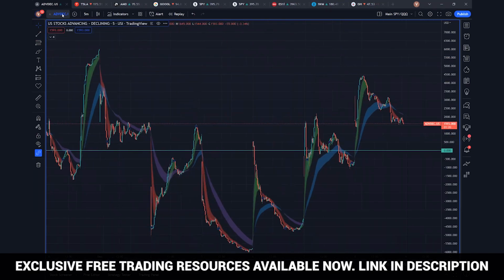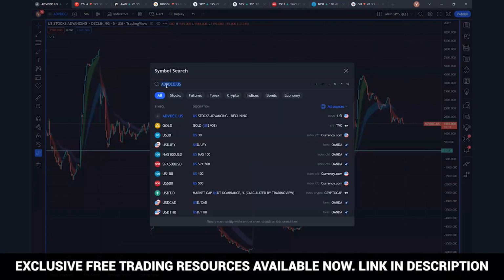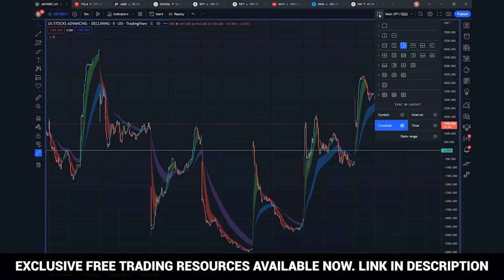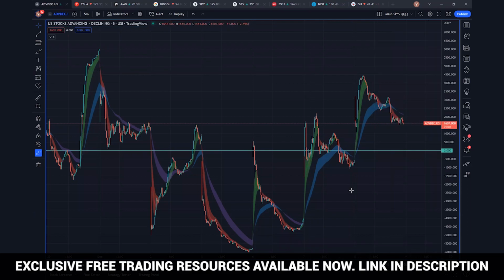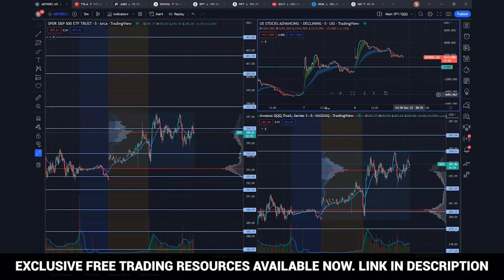Now, to look at this, we got to take a look at the ticker symbol, right? And you got to split up the screen if you're going to look at this with your other charts. ADV, DEC, .US, boom, there is your US advance decline. You can change up the layout of the charts, right? So you can have it there. I have it in a split screen between the SPY, the triple Qs, and the advance decline so I can get a better feel for what's going on.